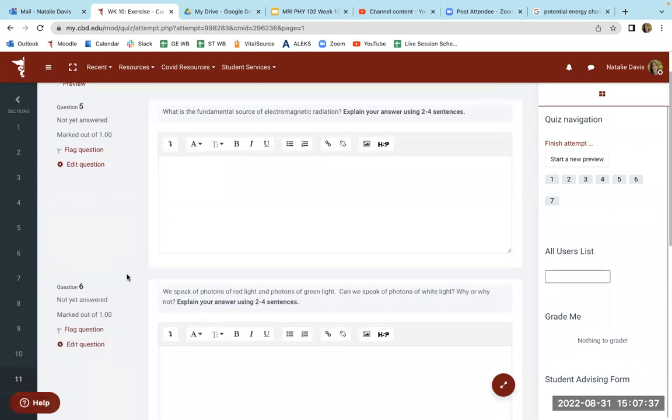Question 5. What is the fundamental source of electromagnetic radiation? Okay. Remember the things that make electric fields and magnetic fields. That's literally what this is asking, right? So this should be a really short answer.